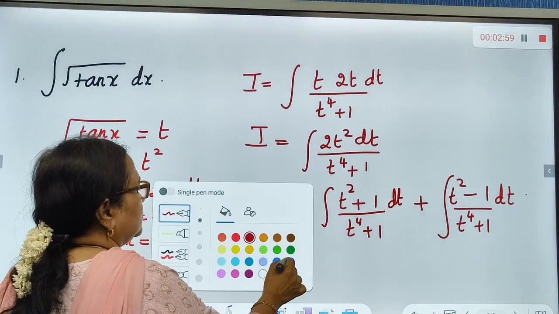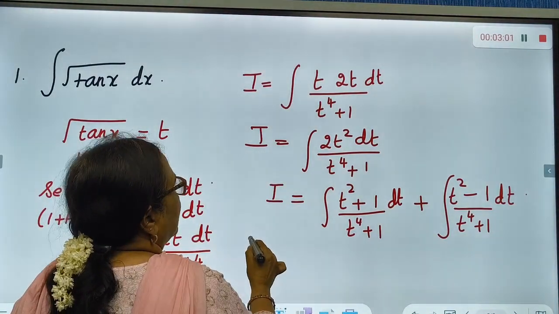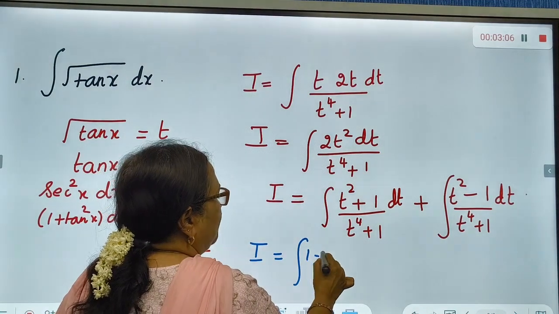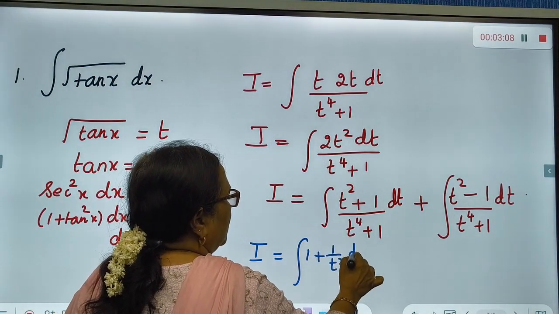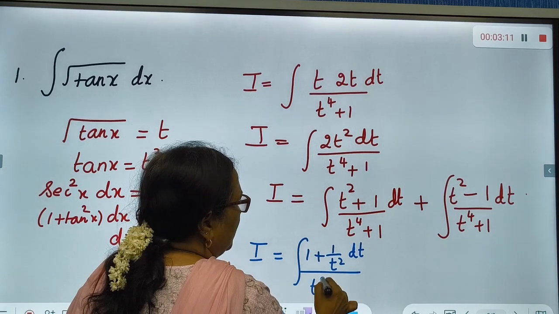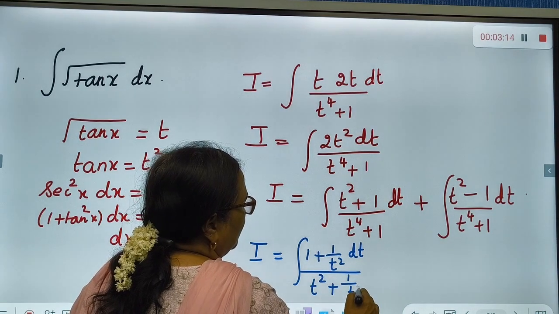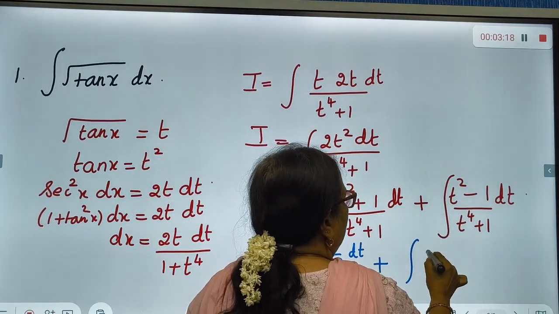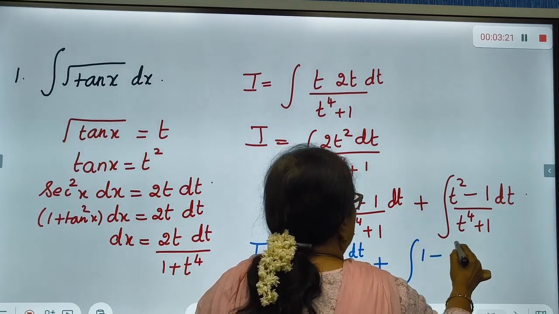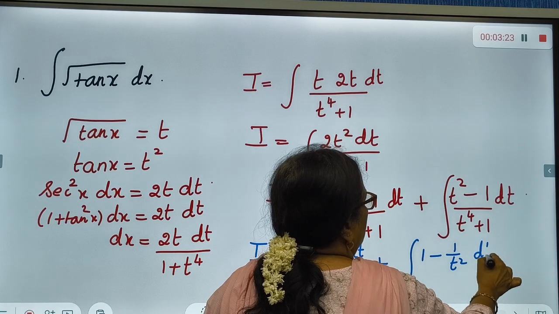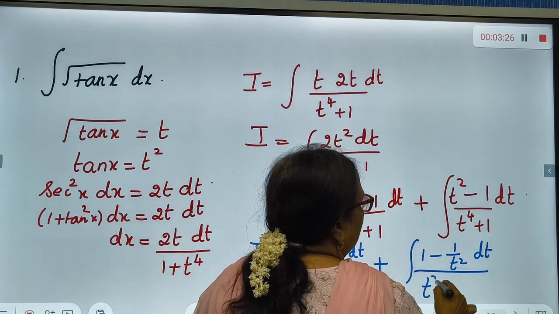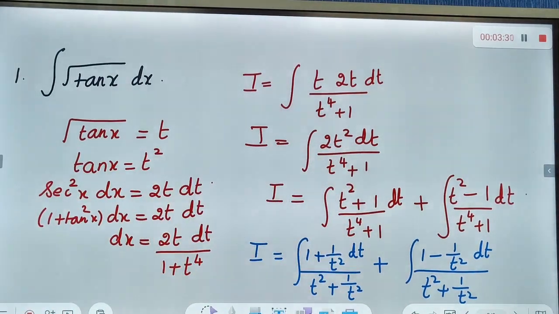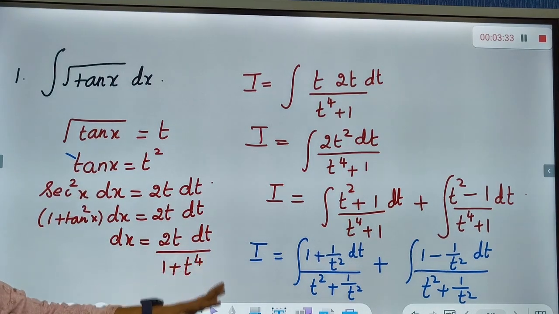Now I can write I as, by dividing by t square, integral of 1 plus 1 by t square dt by t square plus 1 by t square, plus integral of, when I divide by t square, 1 minus 1 by t square dt by t square plus 1 by t square. So I have reduced this into two integrals.